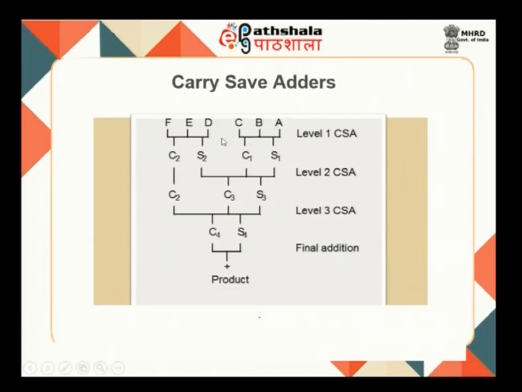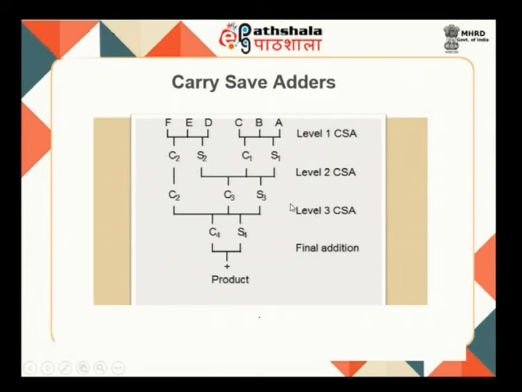Suppose I have to add 6 data bits. Then 3 data bits can be added together, which will produce a sum vector and an appropriately shifted carry vector. Similarly, these 3 added together will produce a sum vector and an appropriately shifted carry vector. So, that has been reduced to 4 vectors now. At the next level of carry save addition, combine these 3 together. It will produce again a sum vector and a carry vector.